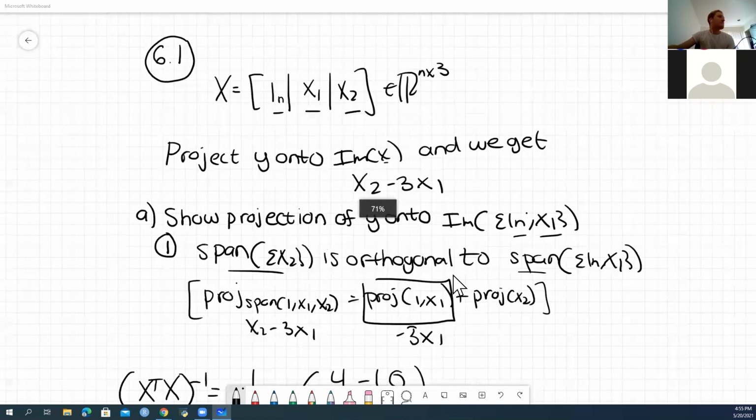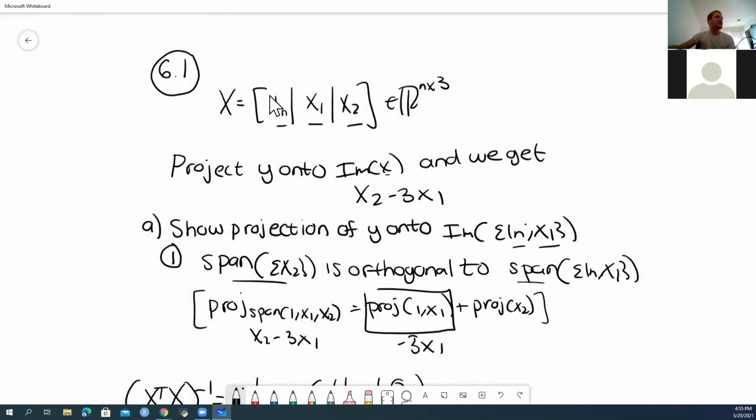Okay, so we're saying we have that X, which is equal to 1n, X1, and X2, is in R^n by 3. Okay. And the problem says we project Y onto the image of X, and we get X2 minus 3X1. So that was all given in the problem.